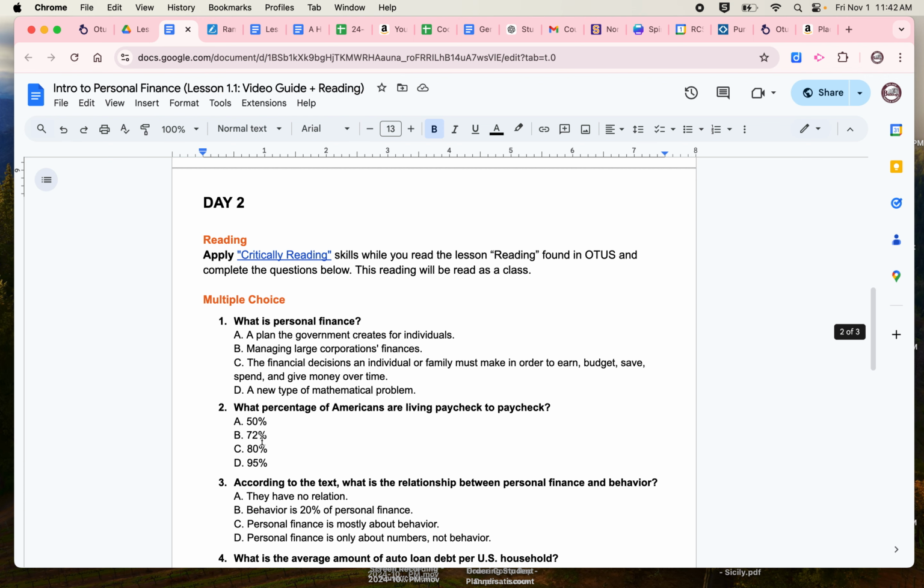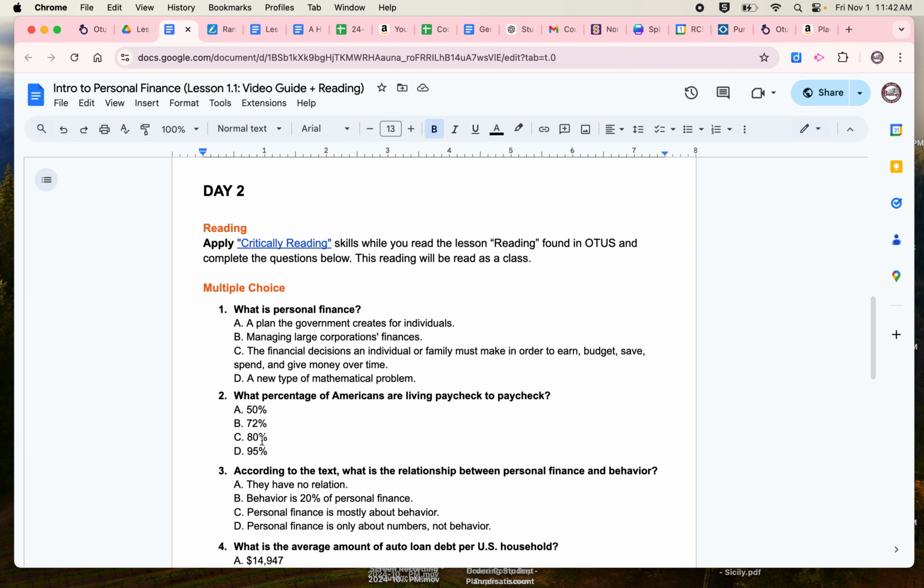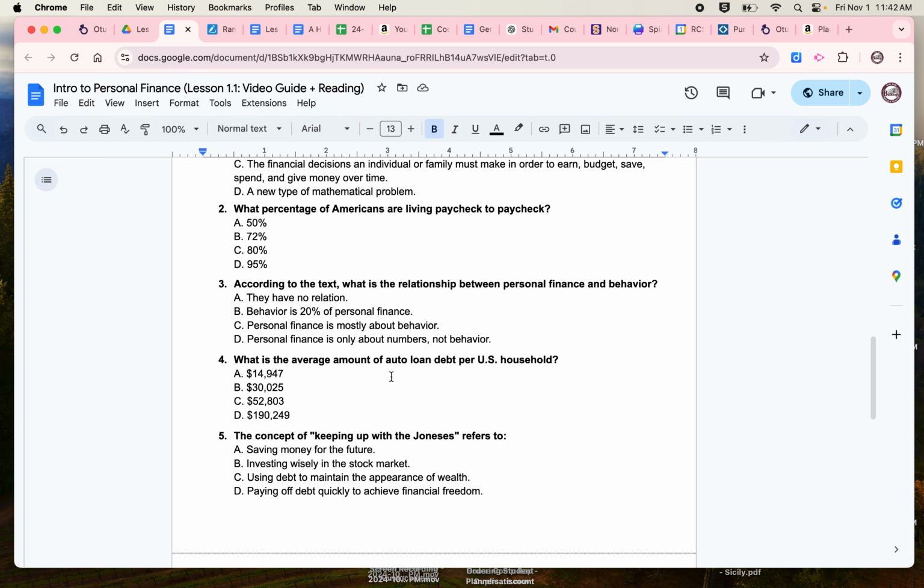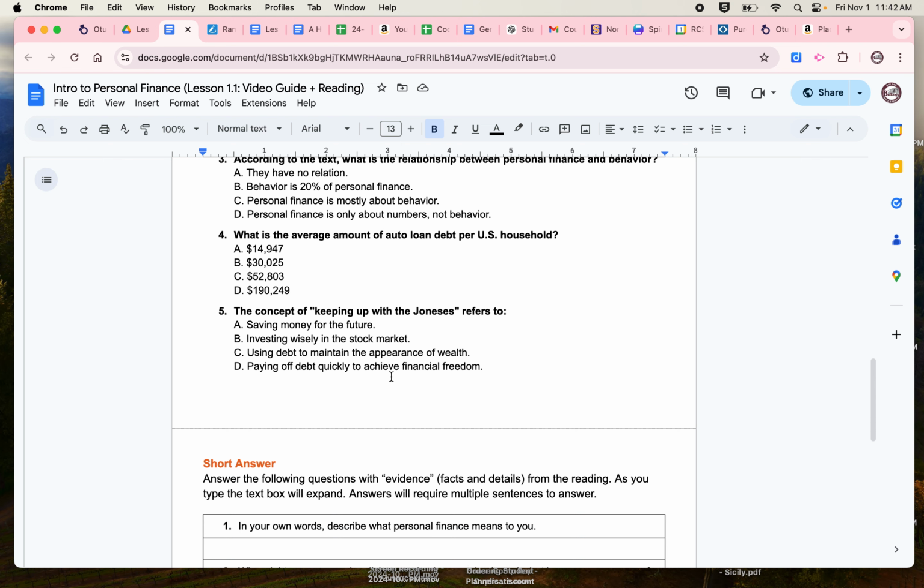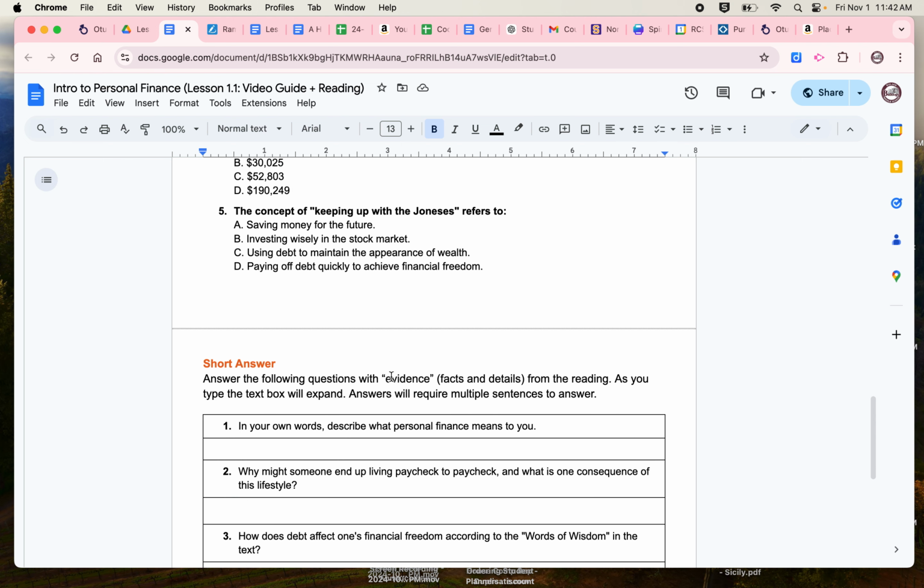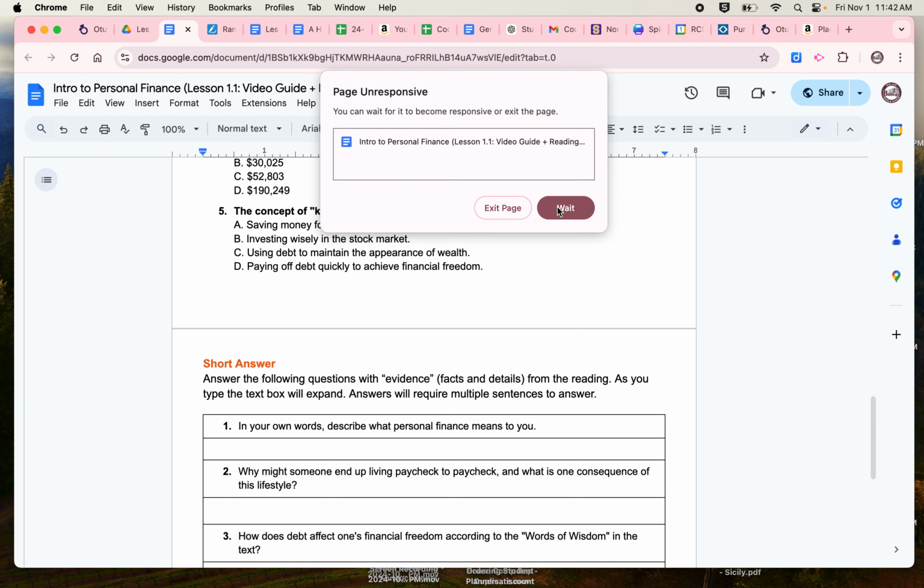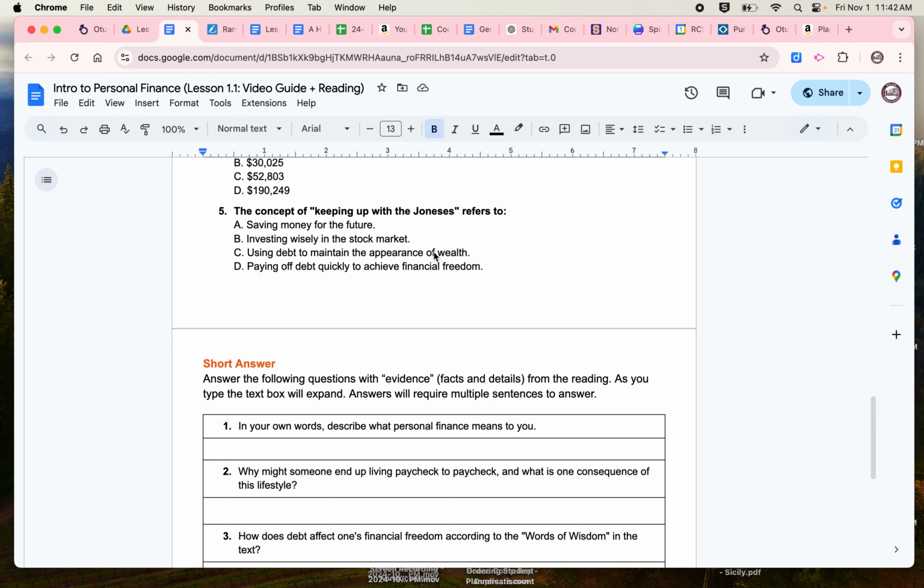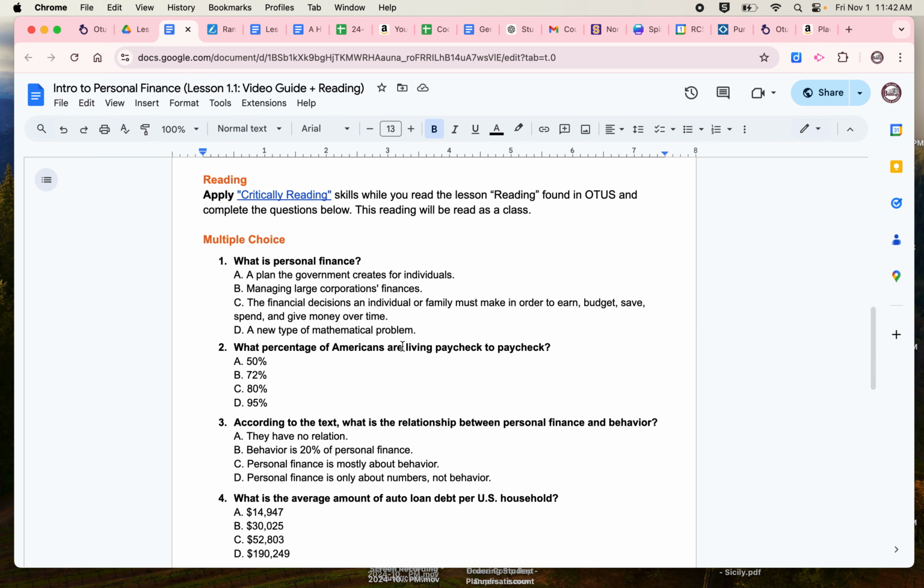Okay, for day 2, I'm going to go through a reading. This reading covers some of the things that we covered yesterday. You'll fill in the multiple choice questions here, and then there's going to be some short answer questions. If there is a Kahoot, I'll post it in Otis. So let's get started with our reading. Oh, computer's really slow. It'd be good to zero in on the answer.